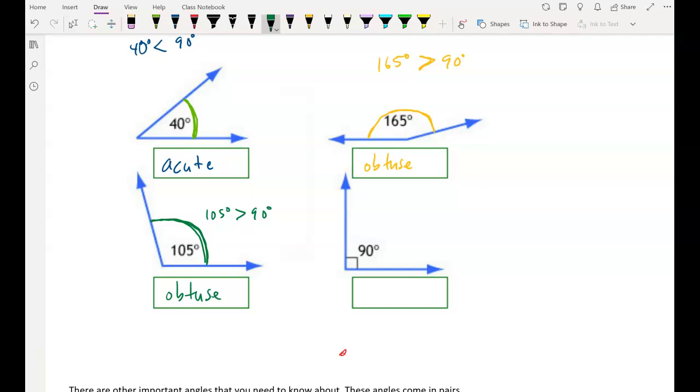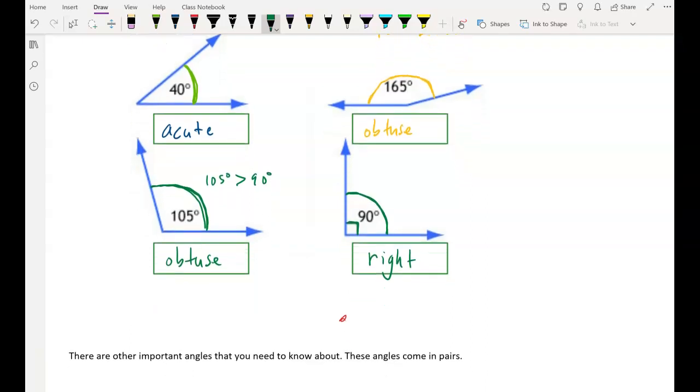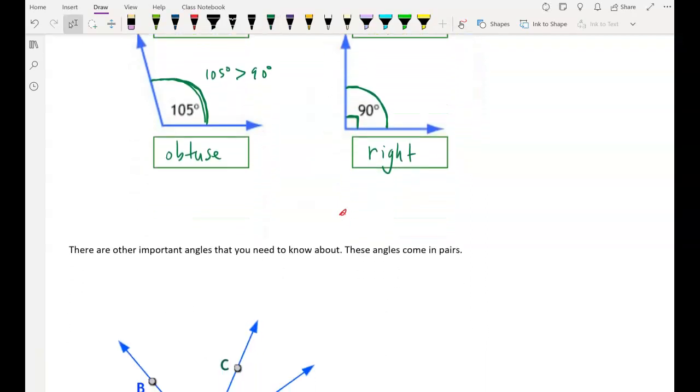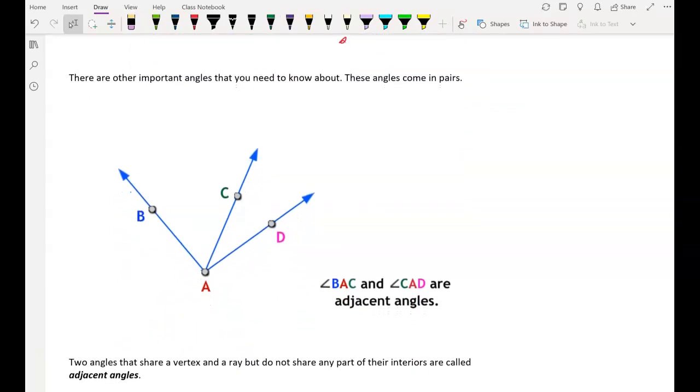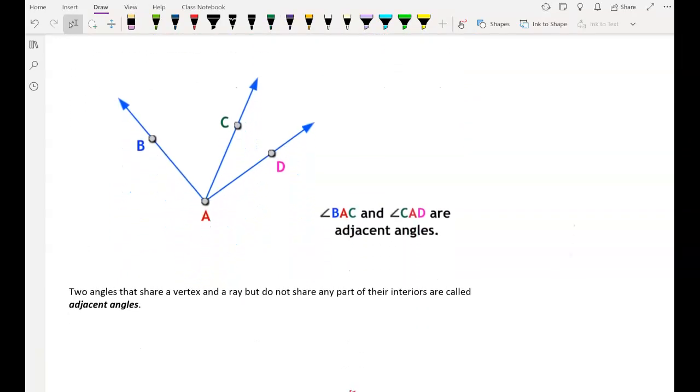And this one is exactly 90 degrees between the two. You see this little square in the corner? That tells you that's a dead giveaway that that is a right angle, because right angles are 90 degrees. Okay? Now, there are other important angles that you need to know about, and these angles come in pairs.